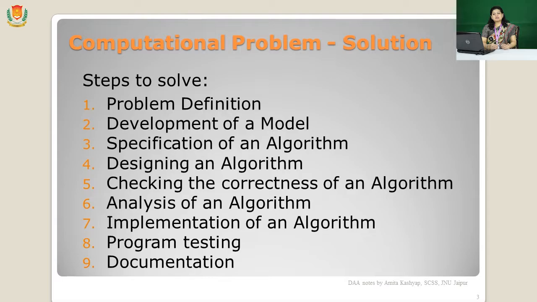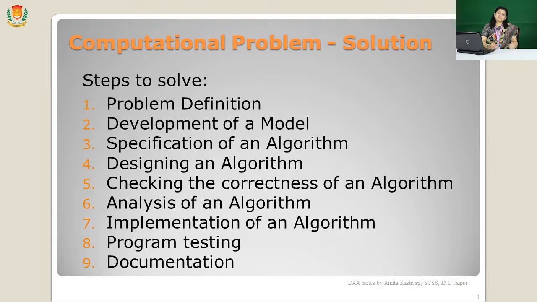The next step is development of a model. Among the available models, we have to select the right model to solve our problem. There are certain existing models available, so we have to choose among them the one best fitting our problem statement. That model will be chosen to design our algorithm. The next step is specification of the algorithm. Now we have to specify which algorithm and how we want to write it. So we have to choose among the available algorithms according to the problem we want to solve.